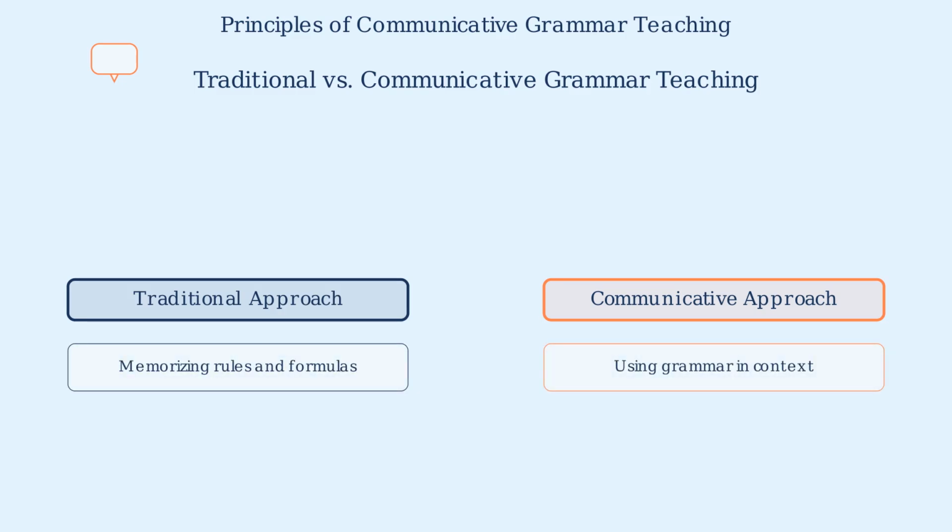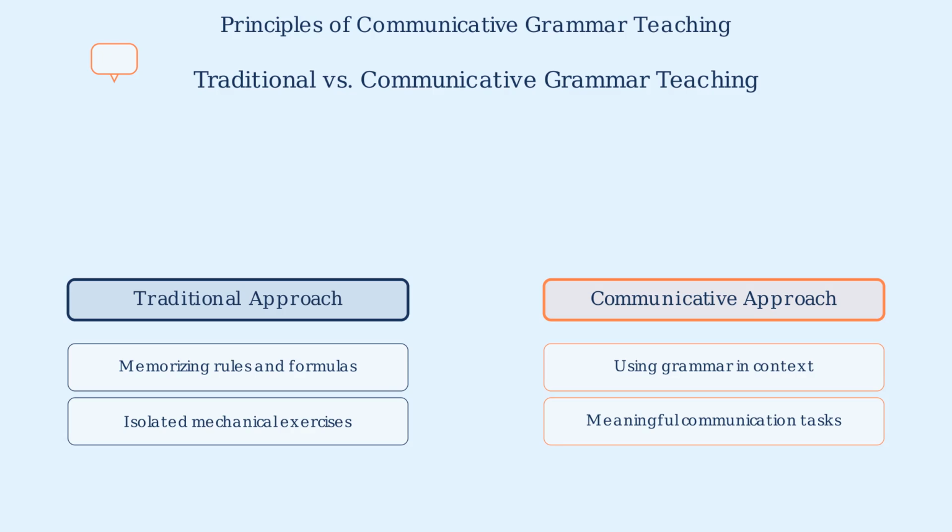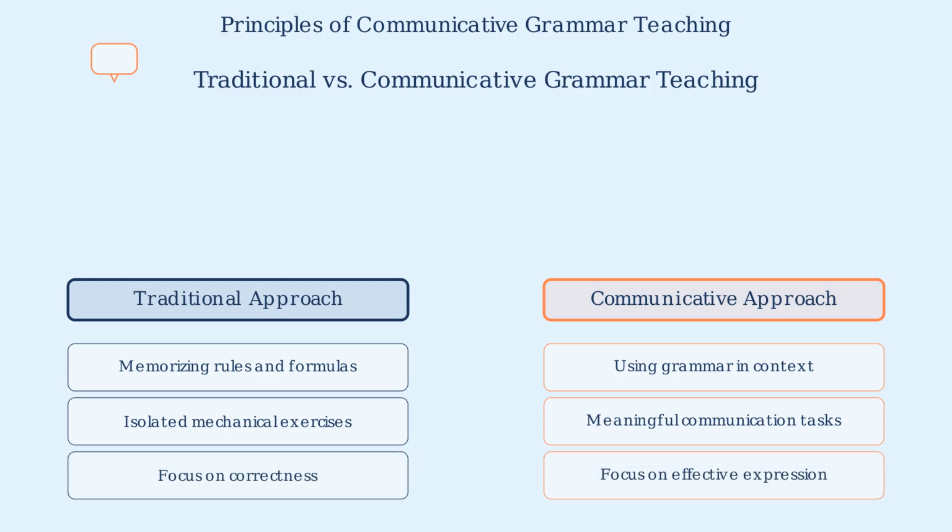Traditional grammar teaching relies on memorizing rules and doing mechanical exercises, focusing primarily on grammatical correctness. In contrast, communicative approaches emphasize using grammar in context through meaningful communication tasks. While traditional methods focus on perfect accuracy, communicative teaching prioritizes effective expression of meaning.